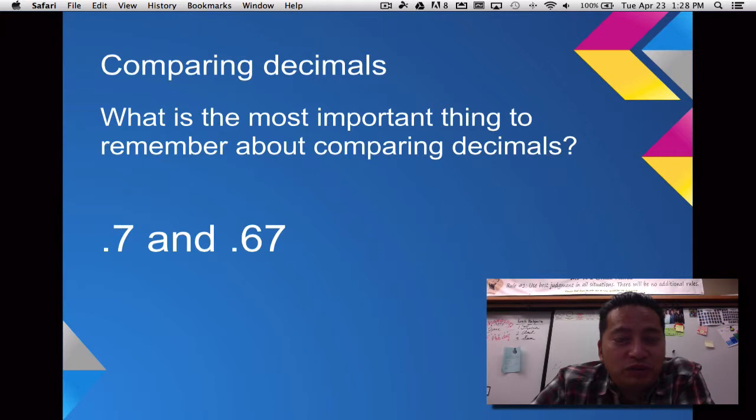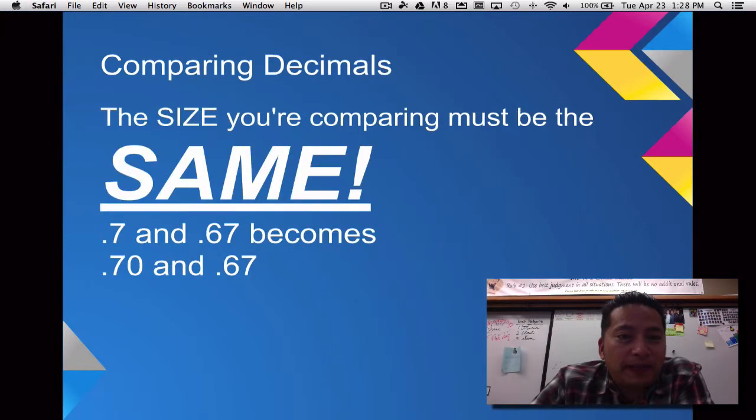Just like when we are dealing with fractions, we can't compare fractions if the size of the pieces are different. So here we need to make them the same size. Comparing decimals, the size you're comparing must be the same. So for our example, we had 7/10 and 67/100, and that would become 70/100 and 67/100.